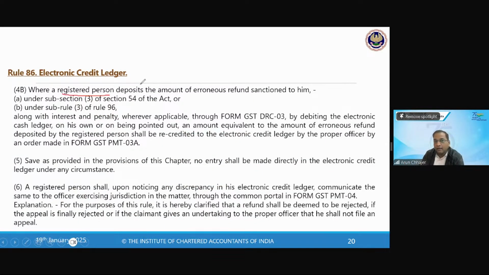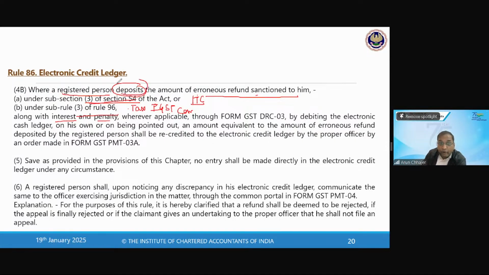Where a registered person deposits the amount of an erroneously sanctioned refund under section 54(3) and rule 96, this is basically a refund of ITC, or a refund of IGST paid on exports. The deposit is made in cash, along with interest and penalty wherever applicable. What is this saying?